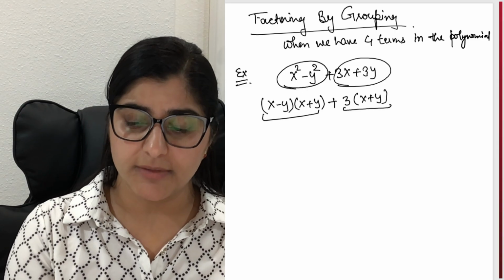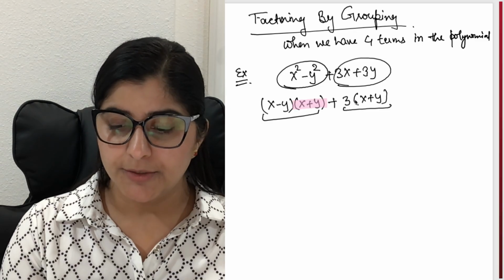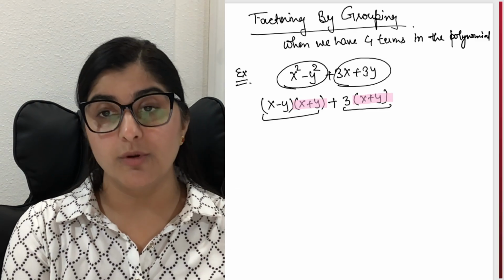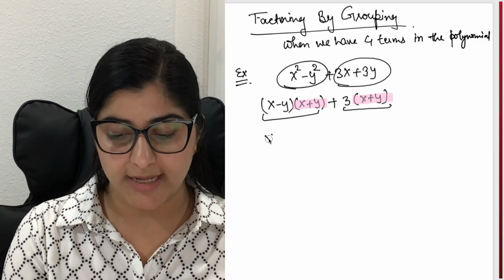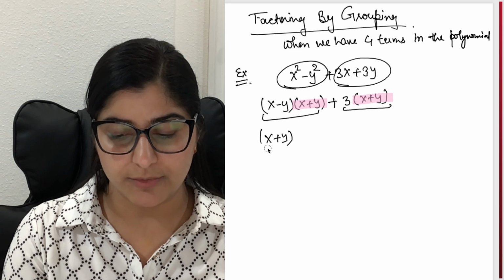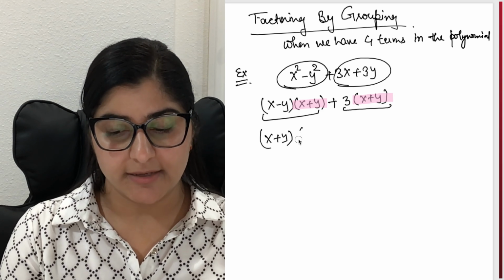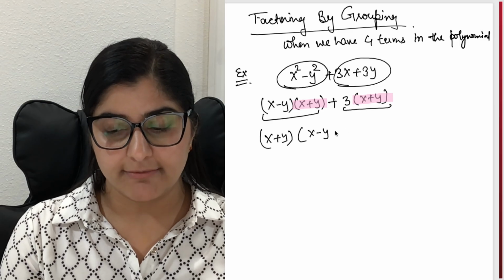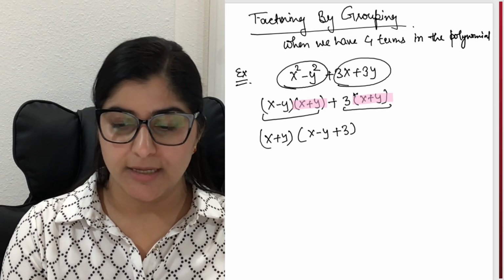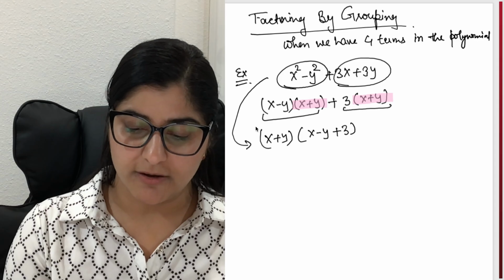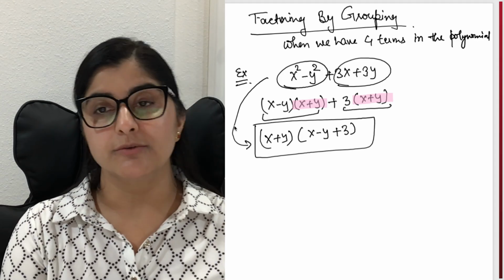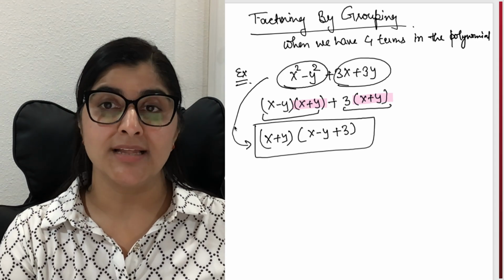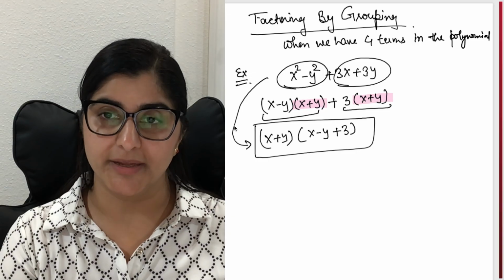Is there anything common between these 2 terms? You see that this whole factor is common, so we can take that out. We borrow it from both terms and write it here. What is left at the first place? Only x minus y. What is left at the second place? Only 3. So we factor this polynomial as a product of two smaller polynomials. This is called factoring by grouping.